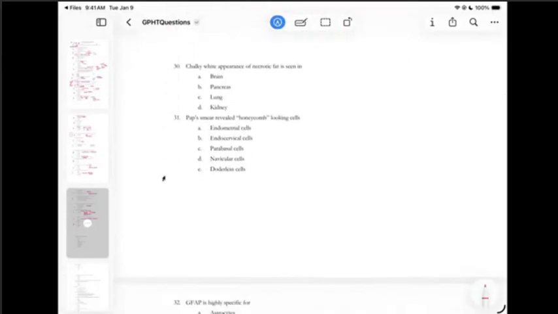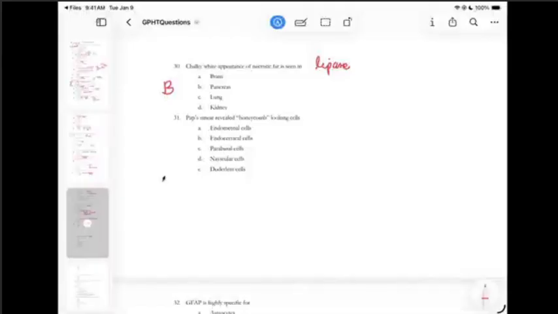For number 30, so necrosis, no? So pattern of necrosis, you have chalky white appearance. Usually this chalky white appearance of necrotic fat is because of the release of the enzyme lipase. So the lipase degrades fats, triglycerides, forming that chalky white pattern. And we encounter this in the pancreas. So number 30, that's letter B.